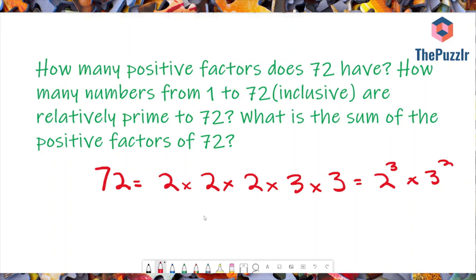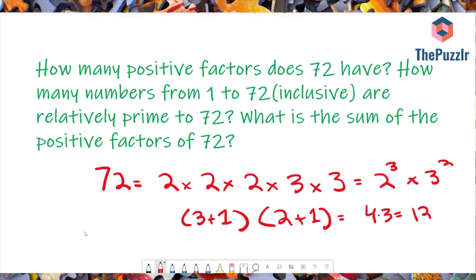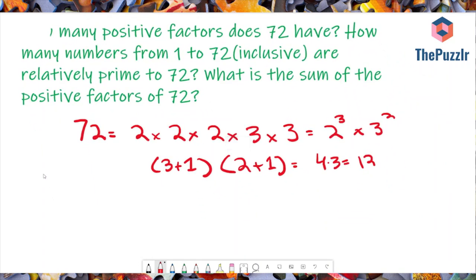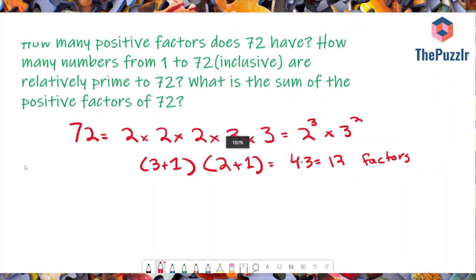So the number of positive factors that 72 has, we just add 1 to the exponents and multiply: 4 times 3, or 12 factors. So we have 12 factors in 72. Okay, what else is the problem asking?